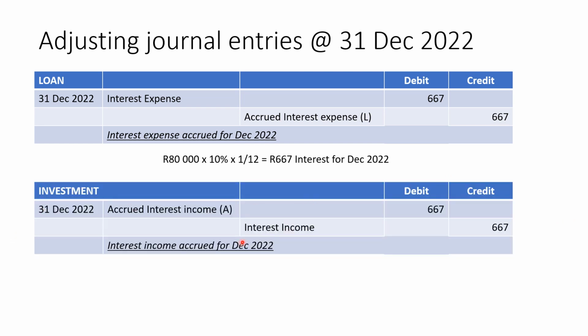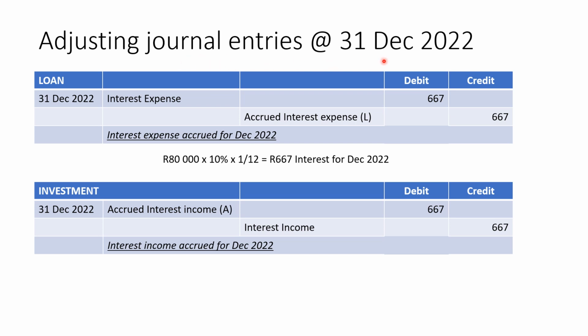And if I had an asset, then the last time I received interest income is 1 month before the end of the year. So there's 1 month of interest income that I still need to account for. That's also 667 Rand. But now I credit that because it's an income, and I debit accrued interest income. This is an asset. This amount is owing to me for interest that I've earned at the end of the year. So those are my adjusting journal entries at the end of the year when interest is paid in arrears.